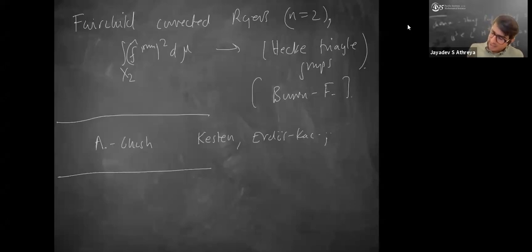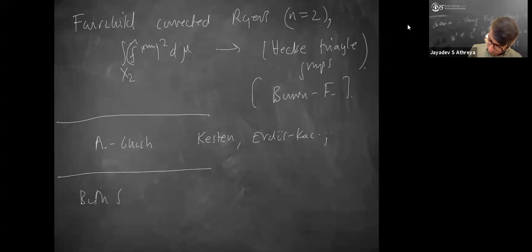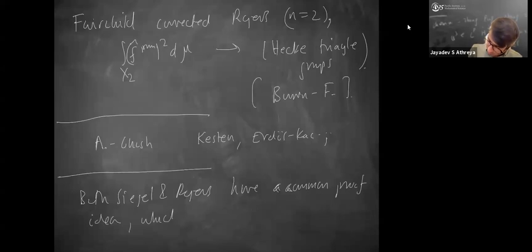Let me maybe make a remark, before I go through this full story, that both Siegel and Rogers have a common proof idea, which you can do a couple of ways. They're kind of morally in some sense similar, which is SL_n(R) equivariance plus an analysis of orbits.